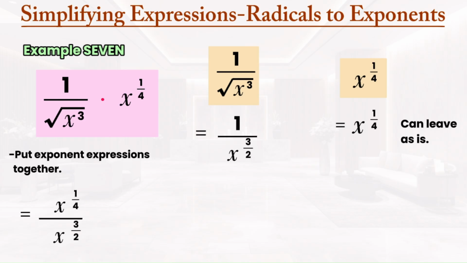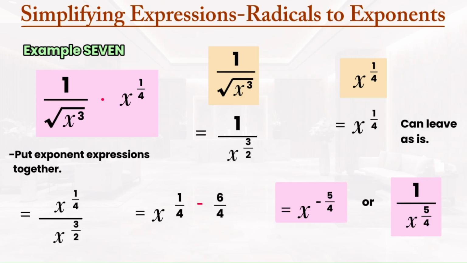X to the power of 1 over 4 over x to the power of 3 over 2 is a correct answer, but we can simplify it further. Since we are using the same base x, it can be written as x to the power of 1 over 4 minus 3 over 2. After subtracting the fractions, that gives us a final answer of x to the power of negative 5 over 4, which can also be written as 1 over x to the power of 5 over 4.